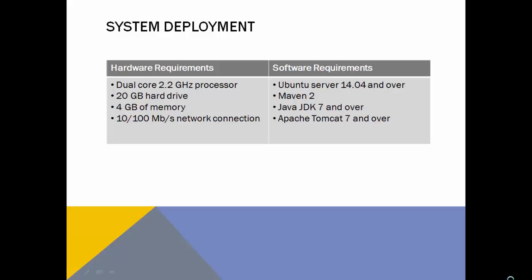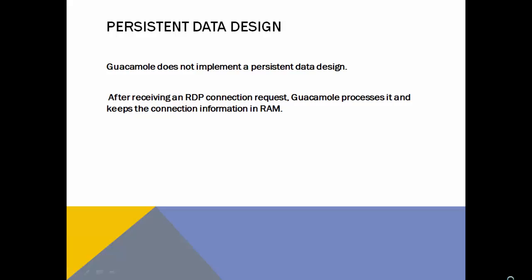The requirements for Guacamole are a dual-core processor with a 20 GB hard drive, 4 GB of memory, and an internet connection. The system must be running Ubuntu Server, Java JDK, Apache, and Maven. Guacamole does not store any data, as all it does is to open RDP sessions based on the information provided in the URL.